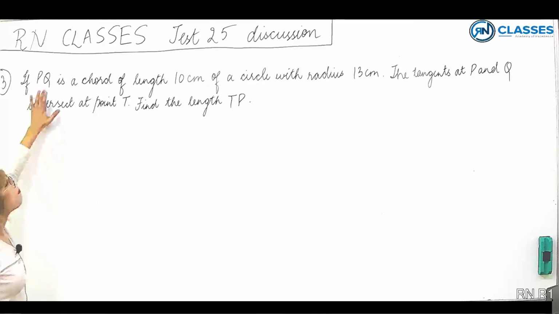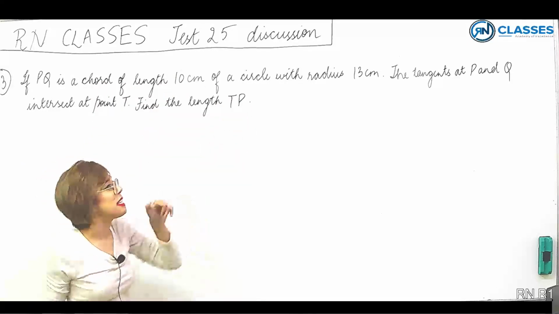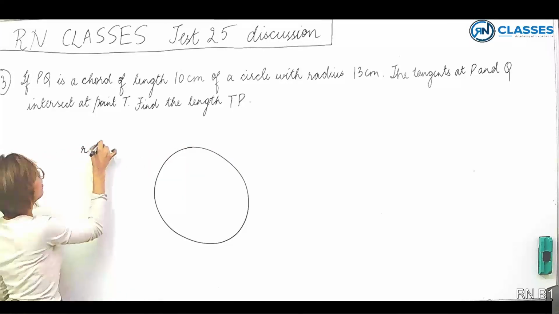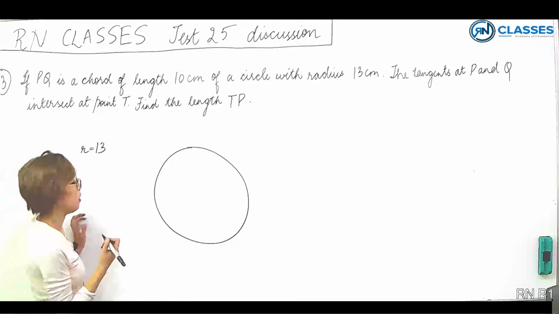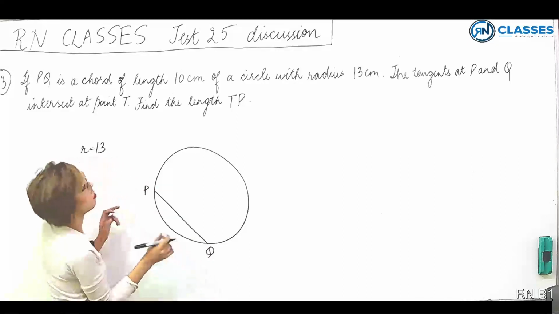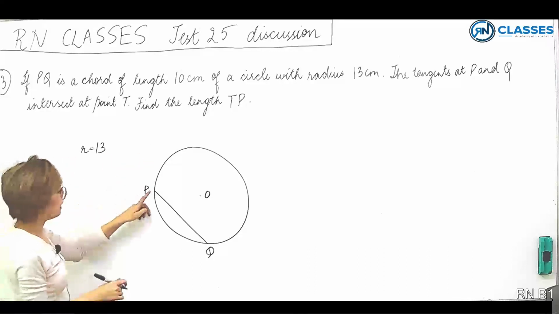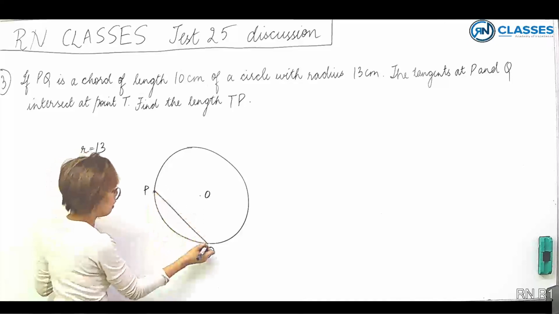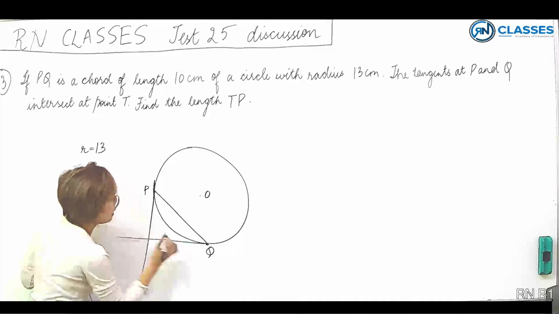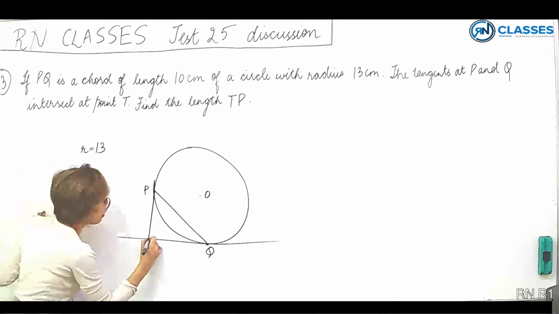Right? So the next one, which is an NCERT book question, I guess. So let's discuss. If PQ is a chord of length 10 centimeter of a circle with radius 13 centimeter. Okay, so I have a circle. Radius is 13. And PQ is a chord of length 10 centimeter. So suppose this is my chord and the length is 10 centimeter. And suppose this is the center of my circle. The tangents are at P and Q. So at these points, I need to have tangents. So let's make it. This is my tangent and this is my tangent. Right? Now, these intersect at point C. So this is the point C.